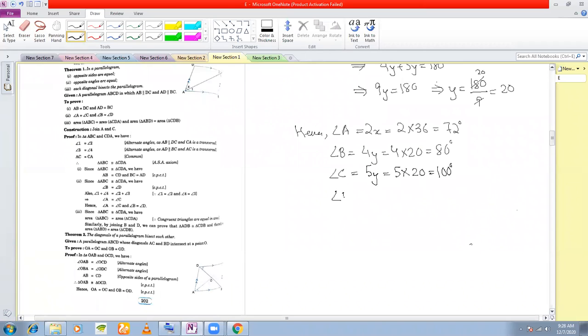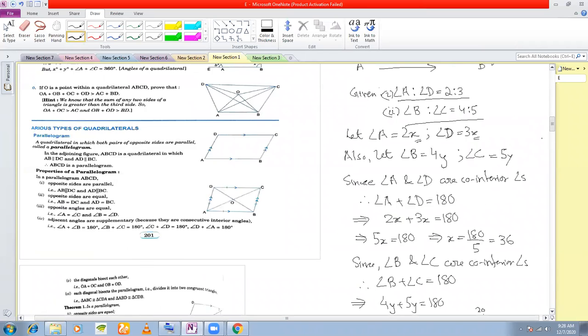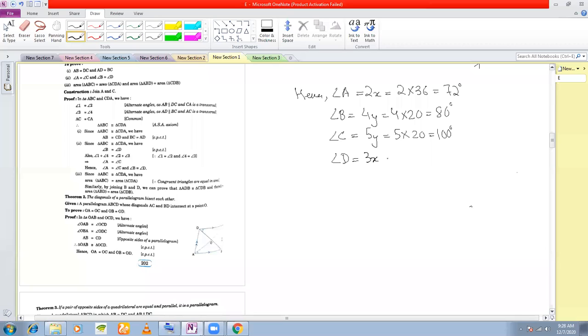And finally, you have angle D. Angle D here is 3x. The value of x is 36, we have found out. 3 into 36, so this is 108. So these are your values of the angles. Okay. Any questions from this problem? No, sir.